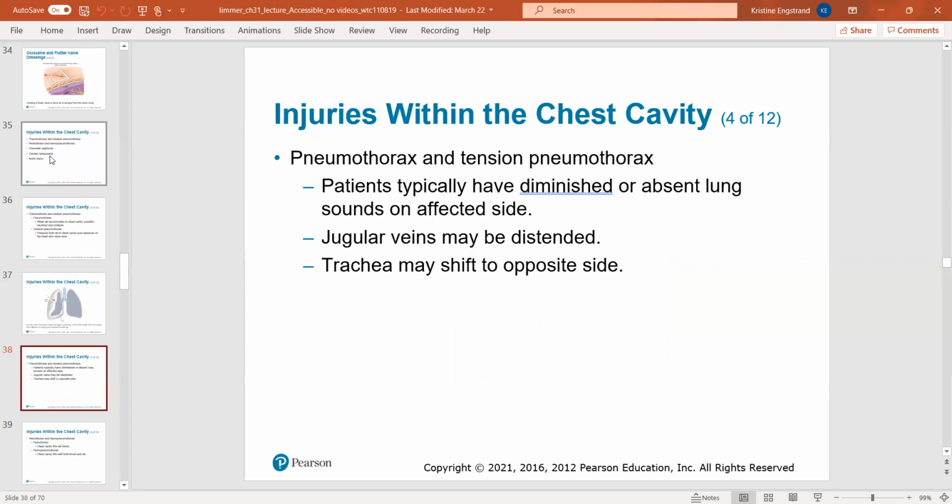So like I said, with the pneumothorax and tension pneumothorax, you'll see diminished or absent lung sounds on the affected side. That is what we're going to be looking at. The jugular veins, we're talking about that jugular vein distension term. Take a look at that. Is that what's going on? The trachea shifts to the opposite side of the injury.